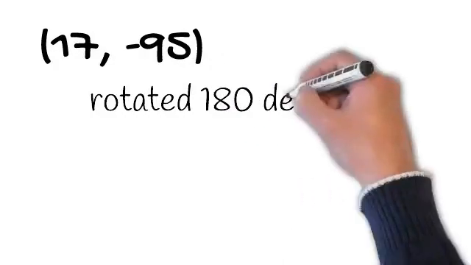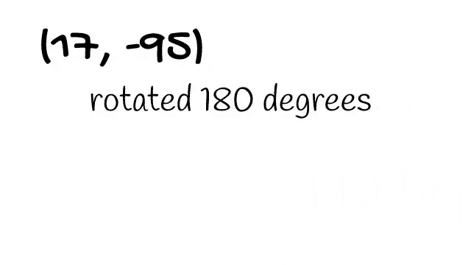Let's take a look at one more example. We're going to look at the point 17, -95. Now you really don't want to graph this one because it's such huge numbers. So we're going to rotate this 180 degrees. Now notice it doesn't say clockwise or counterclockwise because it doesn't really matter which way we go.